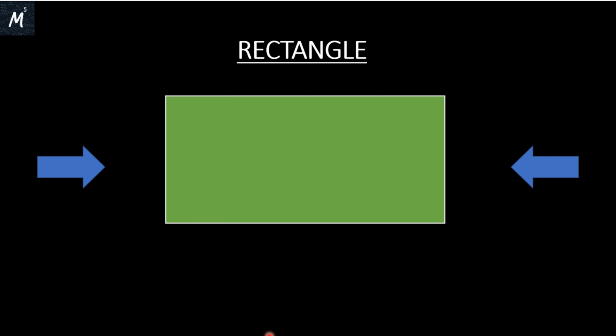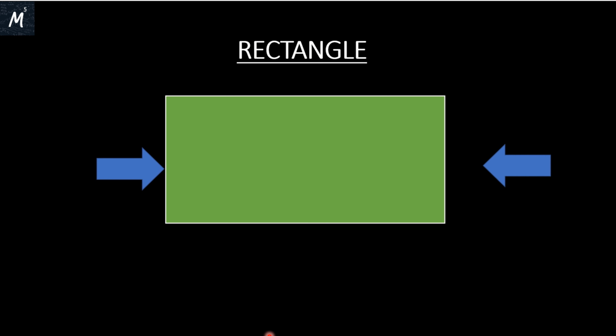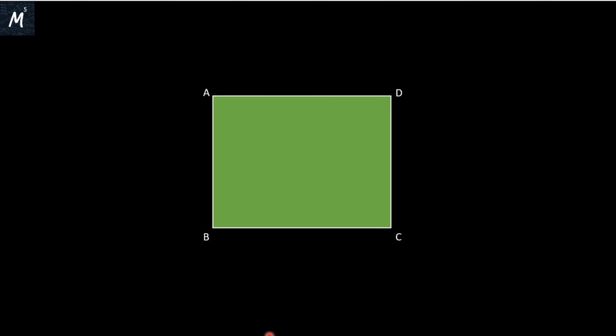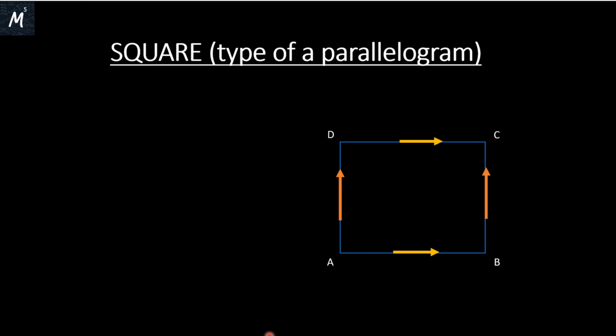Now, I am going to change my rectangle. In a rectangle, I am going to again squeeze this one from both the sides, left and right, in a way that all sides become equal. So let's squeeze it out. We get a square. So let's study a square.